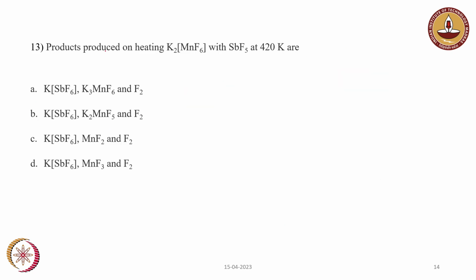Next question is: products produced on heating K2MnF6 with SbF5 at 420 Kelvin are. Option A is KSbF6, K3MnF6 and F2. Option B is KSbF6, K2MnF5 and F2. Option C is KSbF6, MnF2 and F2. Option D is KSbF6, MnF3 and F2.